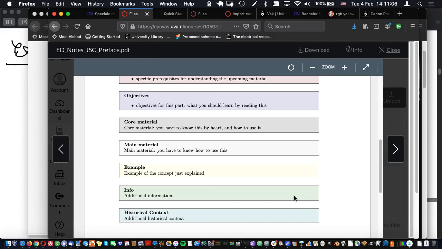And then I also try to put some historical context in there, because for the case of electrodynamics, it is so interesting. There's a lot of it. I haven't put very much yet, but I'll try to put more and more, just so you can put things in perspective and be maybe a little bit impressed that these people all these years ago actually managed to do that. Okay, so that's the idea of the notes.